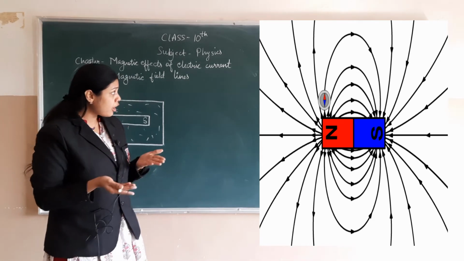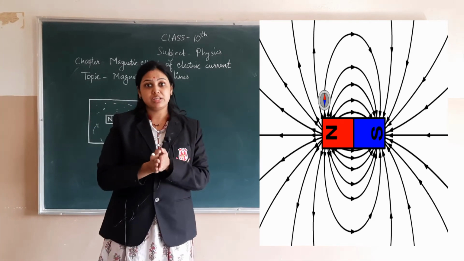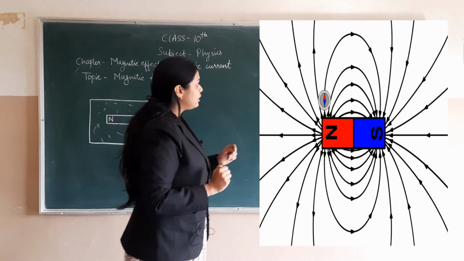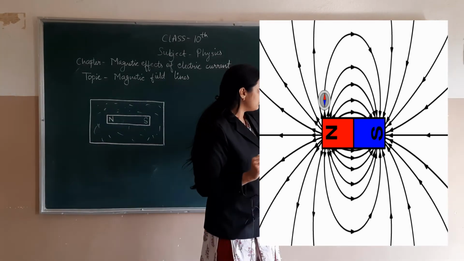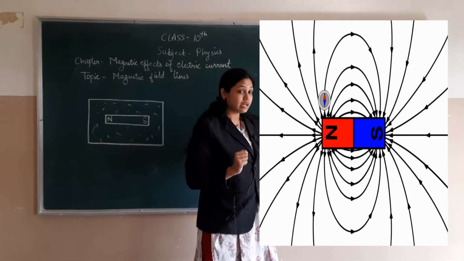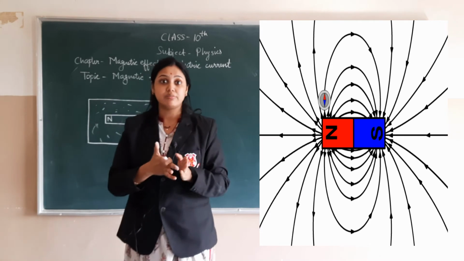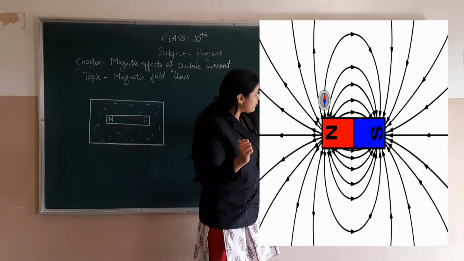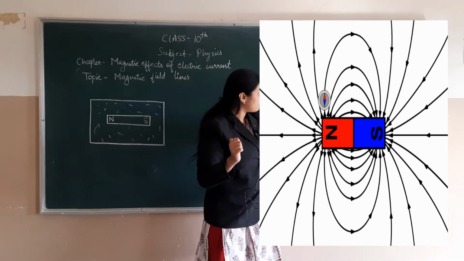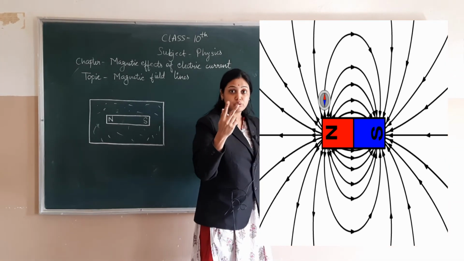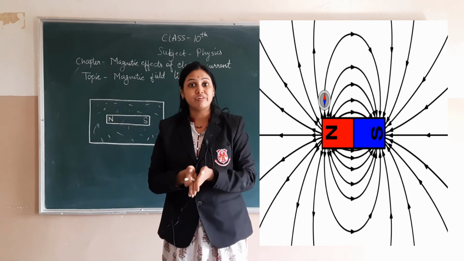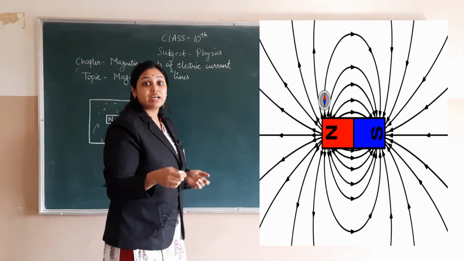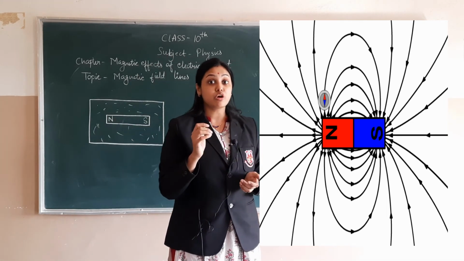Now we have to see the properties of these field lines. The first property is that two field lines will never intersect each other. You can see here we have considered that two field lines are intersecting. When we keep a compass needle at the intersection, it will point in two directions, which is not possible. So two field lines can never intersect, because then we would get two directions of the magnetic field, which is not possible.